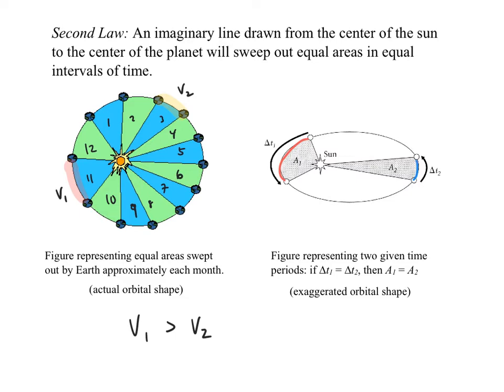Point being, when it's further away, it's going to go far slower. It's going to speed up as it gets closer. Let's take a look at Kepler's third. Any questions on the first and second law?